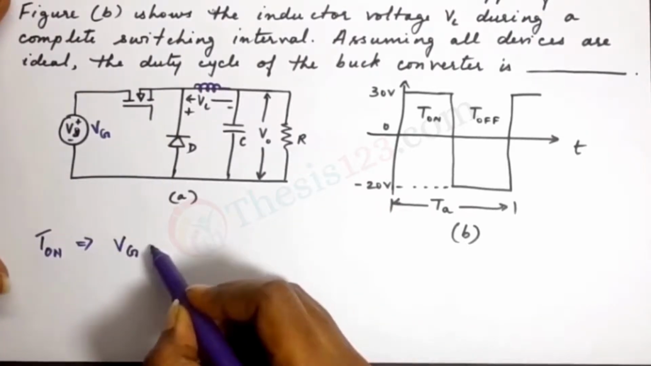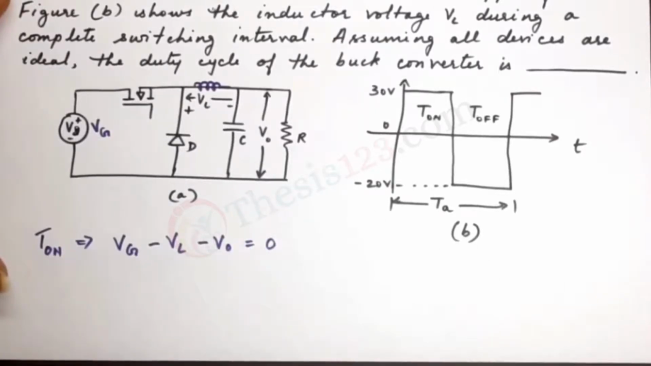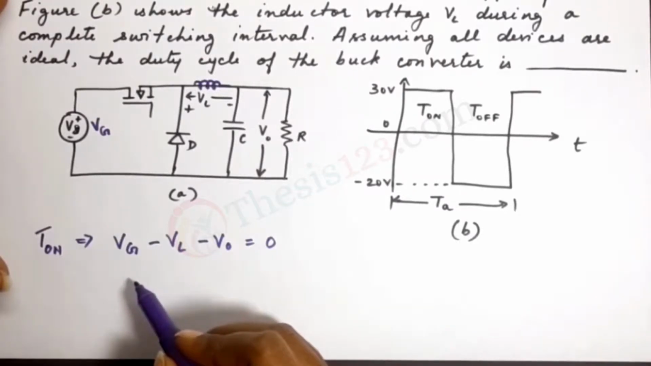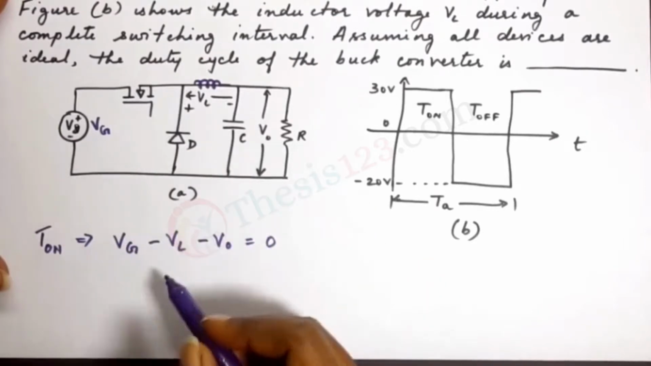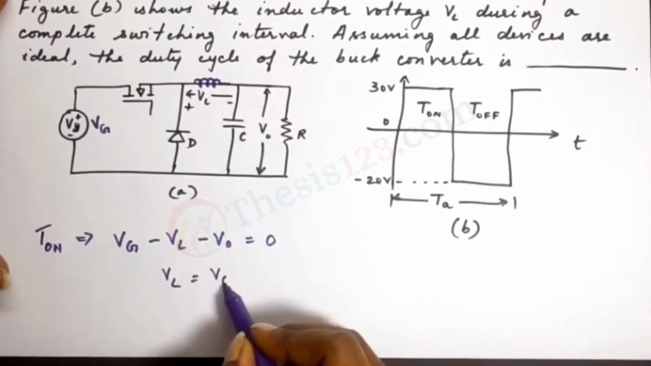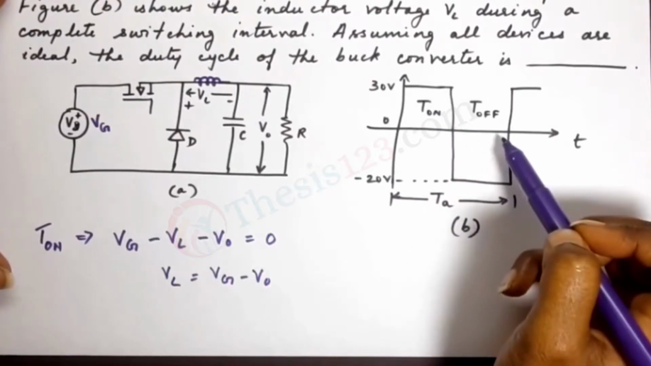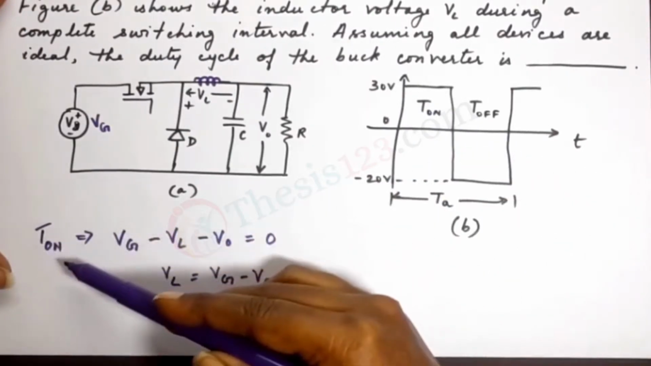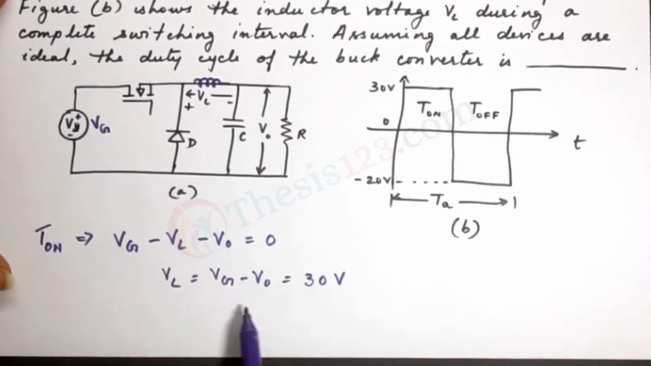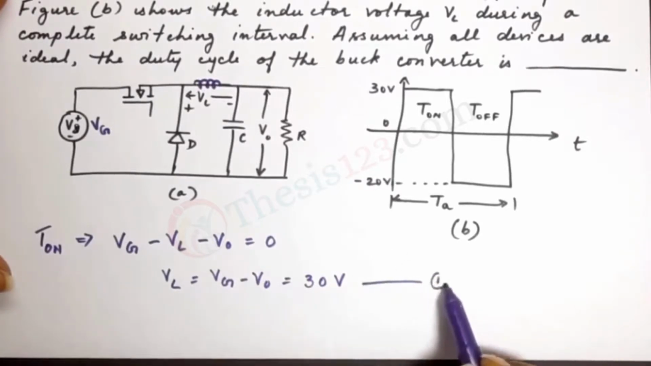So we have VG minus VL minus V0 is equal to 0. Quite a straightforward equation. Now, let's write this in terms of VL, so we'll take everything else on the other side. So we have VL is equal to VG minus V0. Now we know from this waveform that VL during T on is 30 volts. So this is our first equation: VG minus V0 is equal to 30 volts. Let's call that number 1.